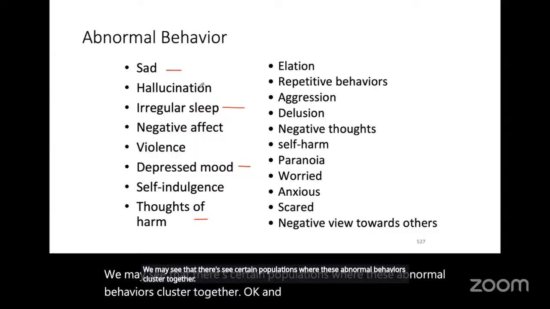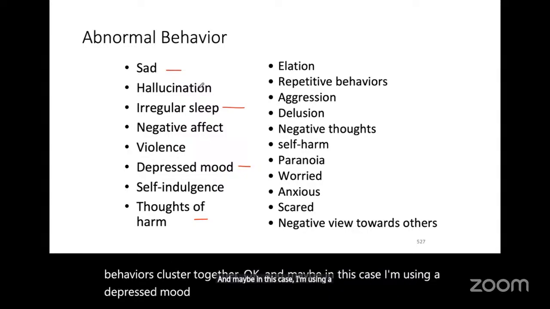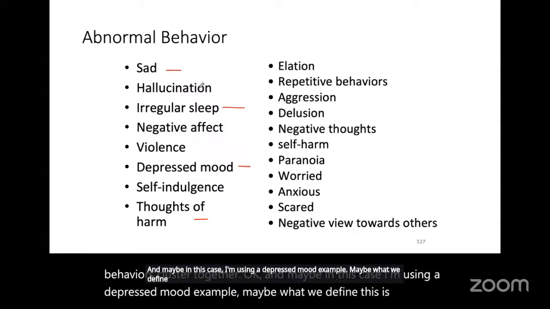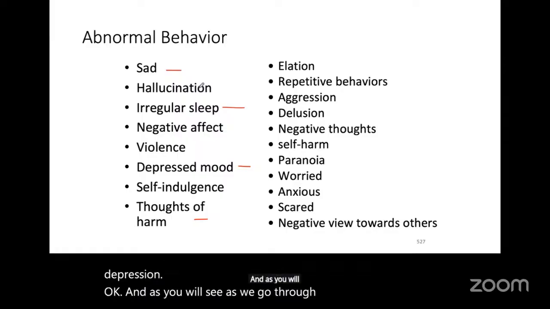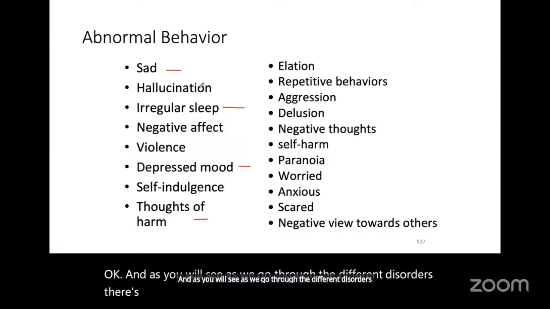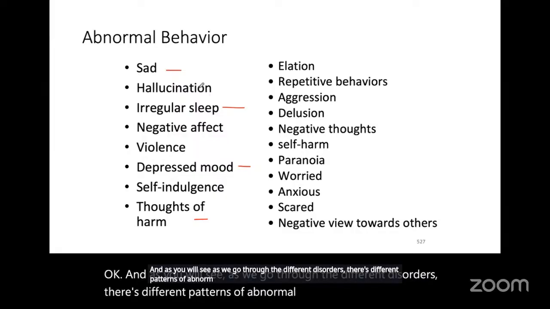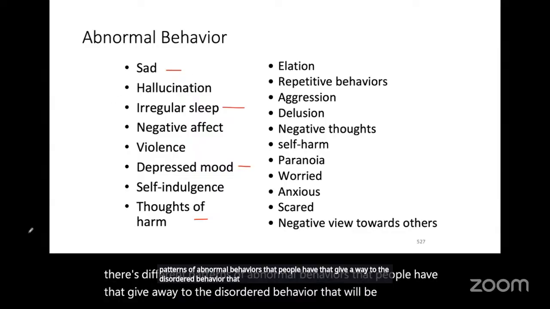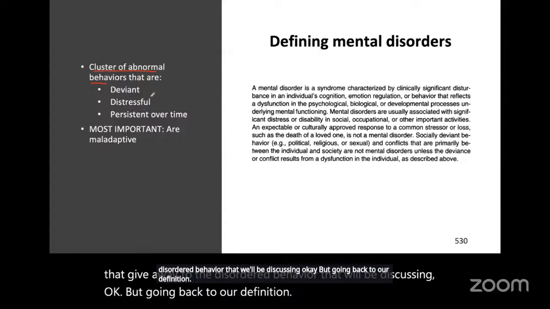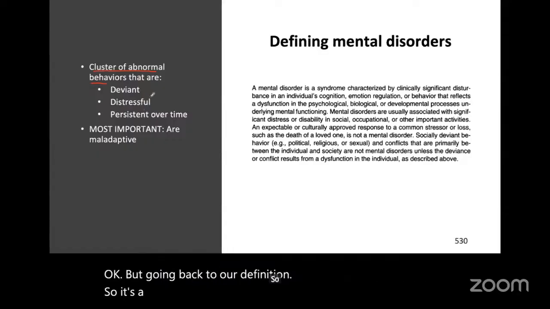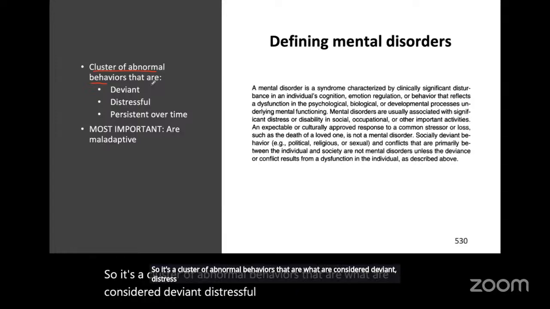And maybe in this case, I'm using a depressed mood example. Maybe what we define this as is depression. And as you will see as we go through the different disorders, there are different patterns of abnormal behaviors that people have that give way to the disordered behavior that we'll be discussing. But going back to our definition, it's a cluster of abnormal behaviors that are considered deviant, distressful, and persistent over time.